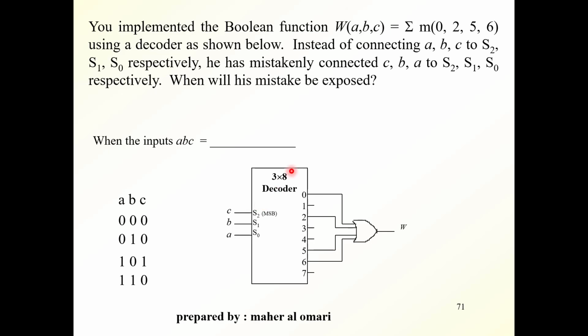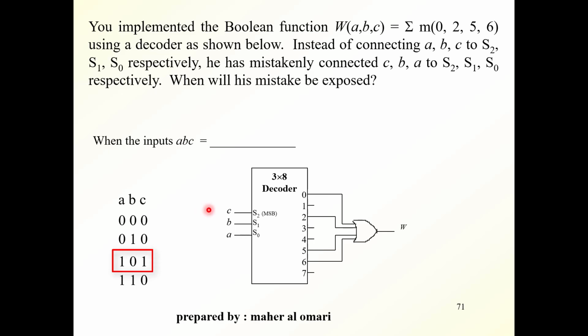Suppose mistakenly you connected C to S2 and A to S1. When will this mistake be exposed? Minterm 0 is when A, B, C are all zeros. When this minterm occurs, output 0 will come out to be 1, so W is equal to 1. So this is okay. When minterm 2 comes in, this is C0, B1, and A0, which is 0, 1, 0. This will lead to this output going out, making W equal to 1.